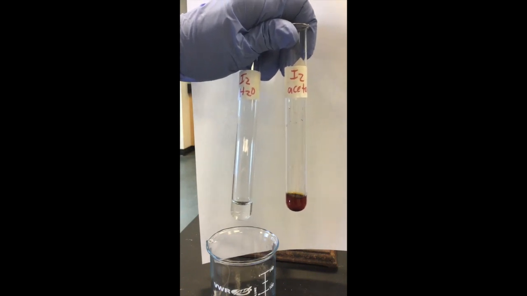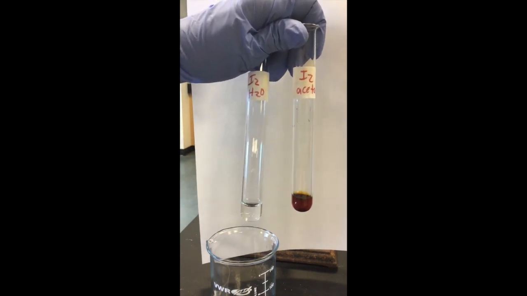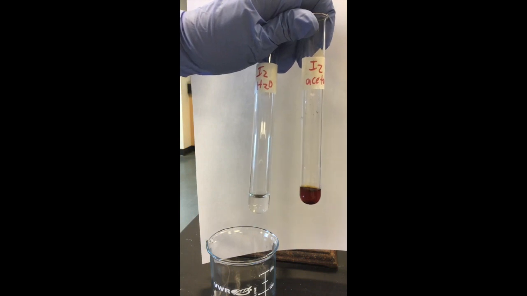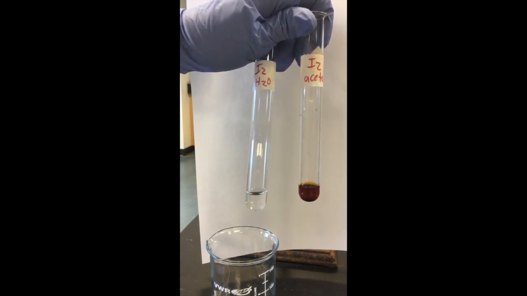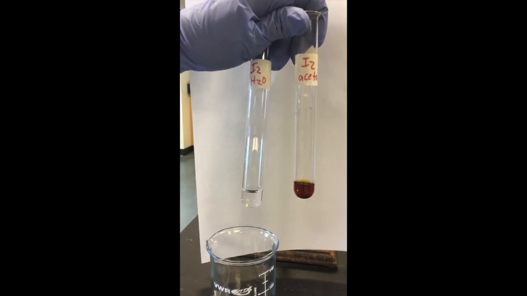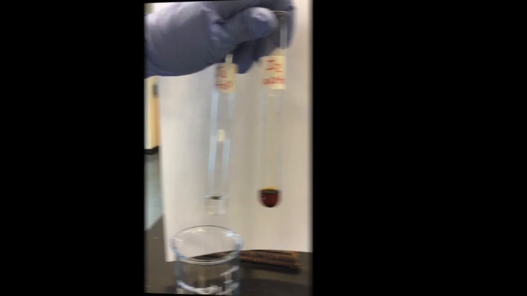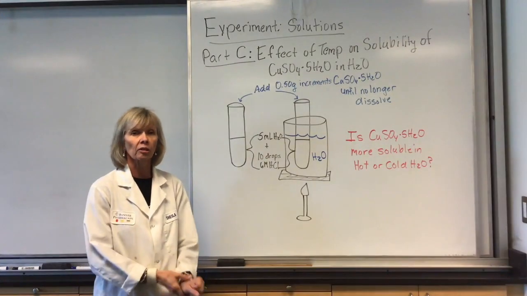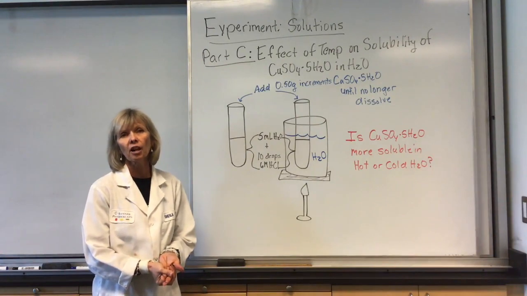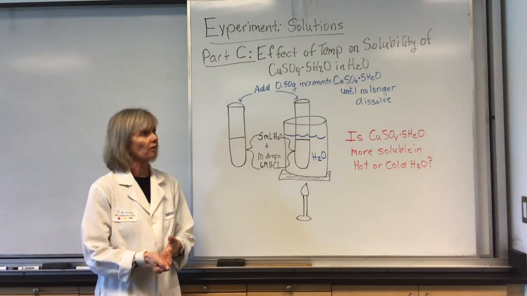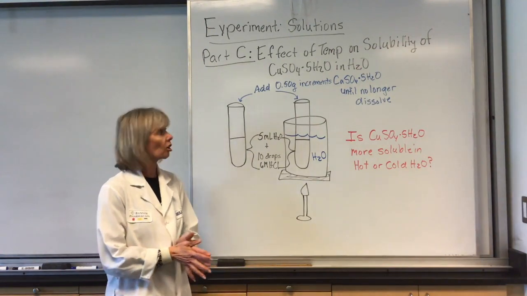As the iodine crystals dissolve, the color of the solution becomes darker. So you are to compare, is the iodine more soluble in the acetone or in the water, based on the color of your solutions. For part C on our experiment on solution, we're going to be looking at the effect of temperature on the solubility of a solid dissolved in water.